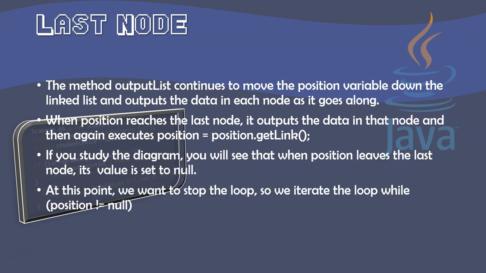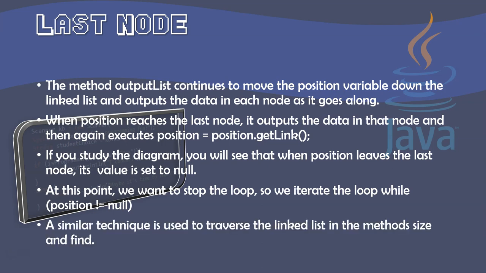Oh, we're setting our value to null. Well, we want to stop that loop then. We don't want to keep going because we're null. So that's why we have position does not equal null. All right, a very similar technique is used to traverse the linked list. If we look at there's a size method and a find method, we can use the same thing. It's going to have the same kind of approach.